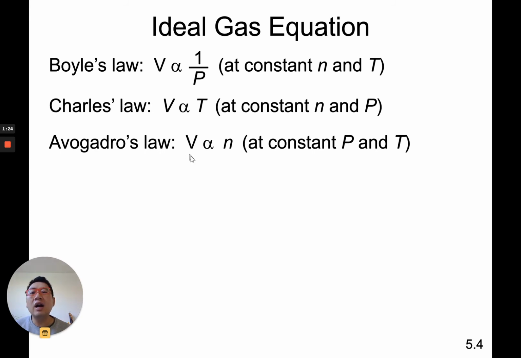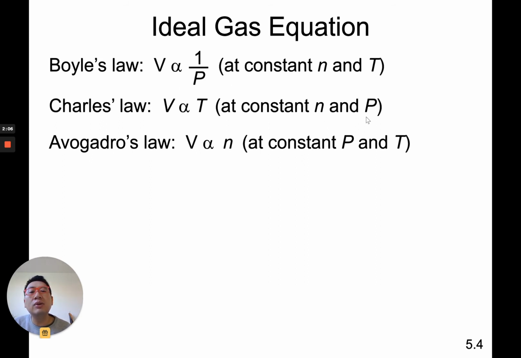Avogadro's law: volume is proportional to n. n stands for the number of moles. Why in the world is n moles? Because capital M is already taken for molarity, lowercase m stands for molality, and also m is used for units of mass. So we had to just come up with another symbol. n stands for moles. Volume is proportional to moles. As the number of moles of gas goes up, the volume increases. As the number of moles of gas goes down, the volume decreases. They're directly proportional. By the way, similar to Boyle's law, this is assuming constant number of moles and temperature.